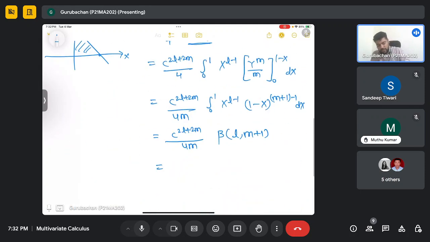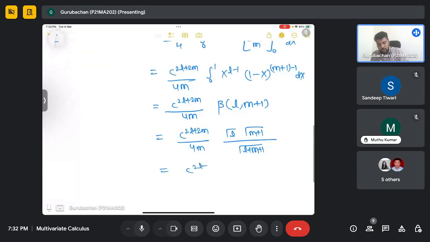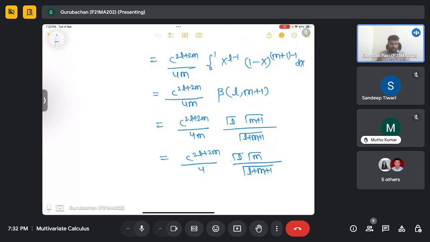So what will this give? 2l plus 2m divided by 4m, gamma of l, gamma of m plus 1 divided by gamma of l plus m plus 1. So this will give us c to the power 2l plus 2m divided by 4, gamma of l, gamma of m divided by gamma of l plus m plus 1. Okay. So this is again a consequence of, you can say, Dirichlet integral for two variables or double integral.